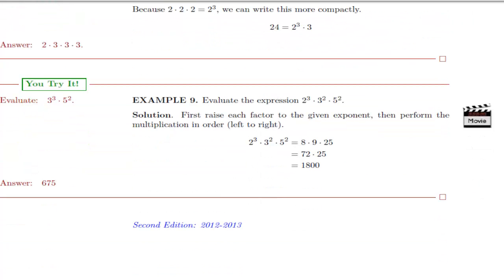Example 9. Evaluate the expression 2 to the 3rd power times 3 to the 2nd power times 5 to the 2nd power. Solution. First, raise each factor to the given exponent, then perform the multiplication in order from left to right. So 2 to the 3rd equals 8, 3 to the 2nd is 9, and 5 to the 2nd is 25. Then 8 times 9 is 72, and 72 times 25 equals 1800.